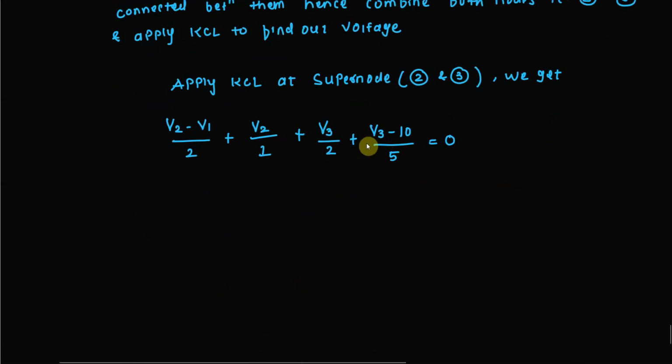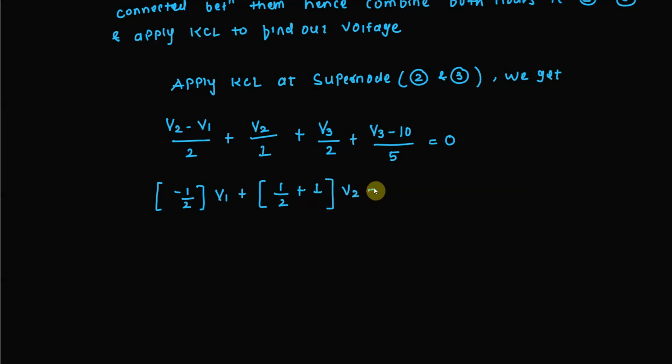Okay, so now again rearrange this one. If you rearrange that, it is minus 1 upon 2 V1, fine, plus 1 upon 2 plus 1 by 1 is 1 V2 plus 1 upon 2 plus 1 upon 5.